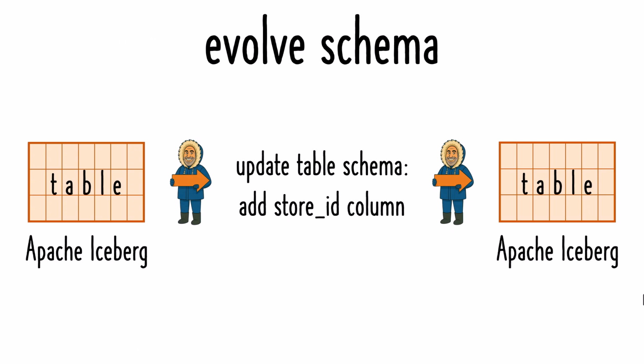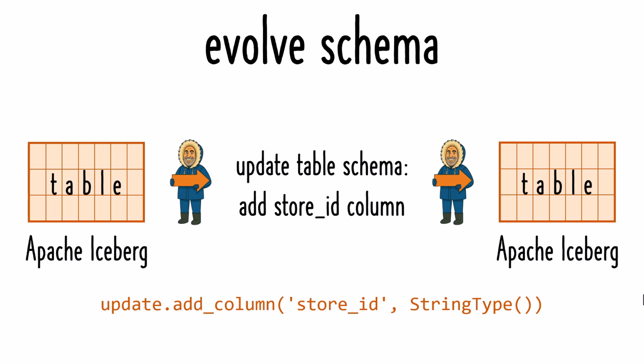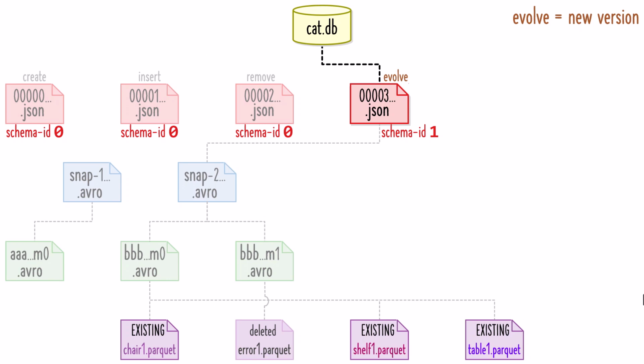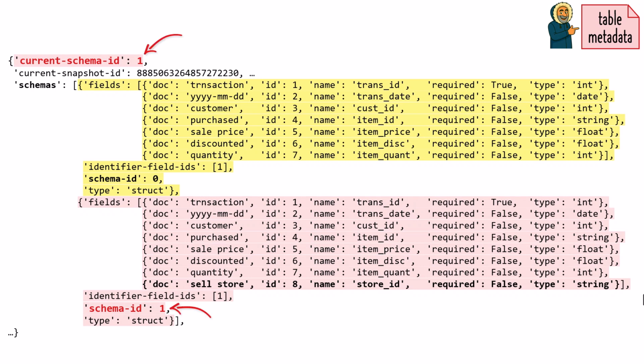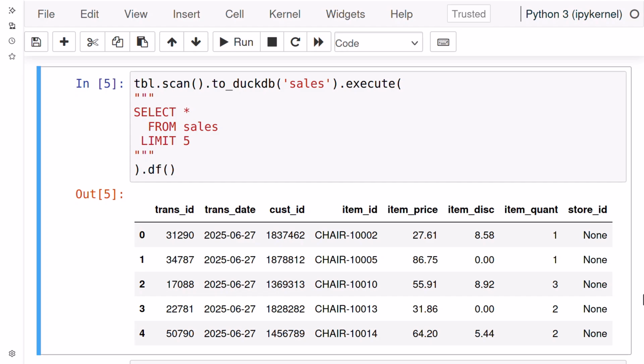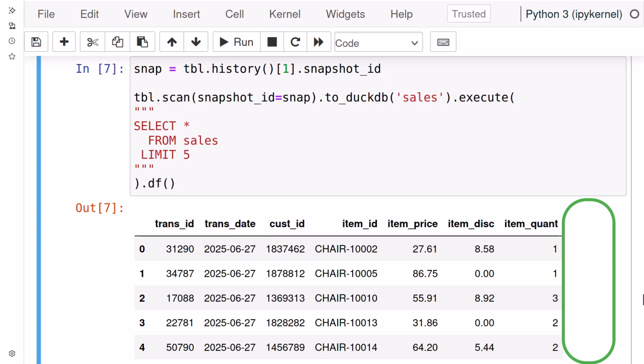Another Iceberg feature is schema evolution. The business expanded to multiple locations, so a new store ID column was needed. When you evolve a schema, you simply create a new version. Just like how table metadata can track snapshot versions, it can also handle multiple versions of a schema. After appending the new column, the existing rows did not have store ID values. We can use time travel again to see what the rows look like under the first schema.